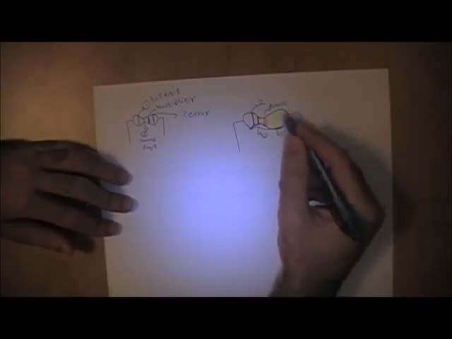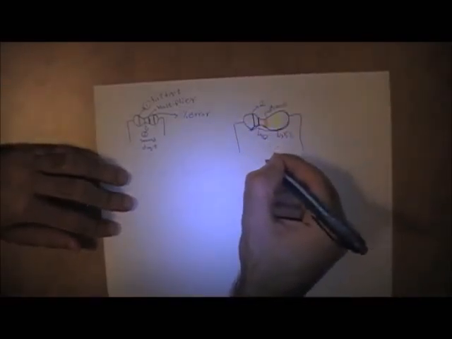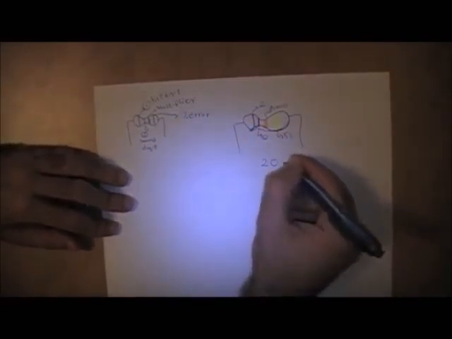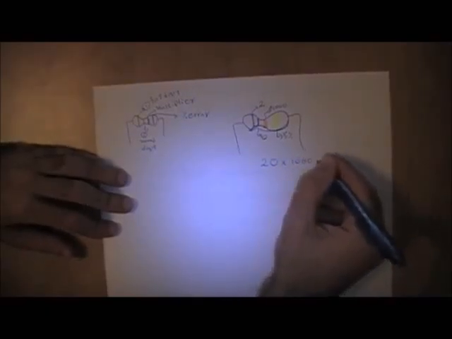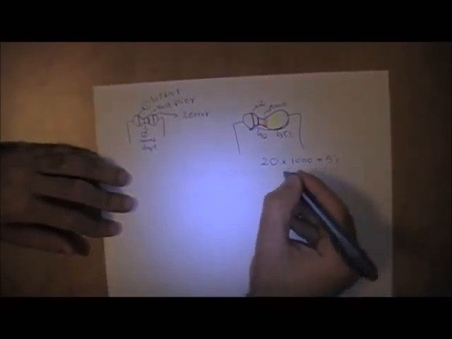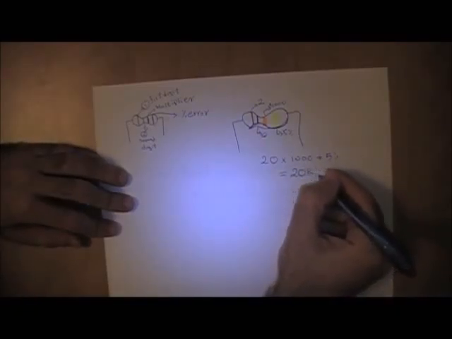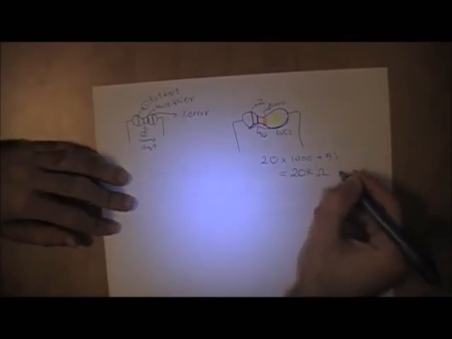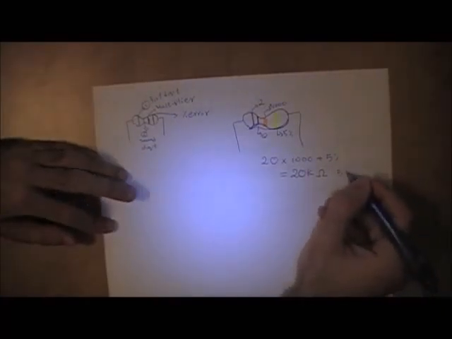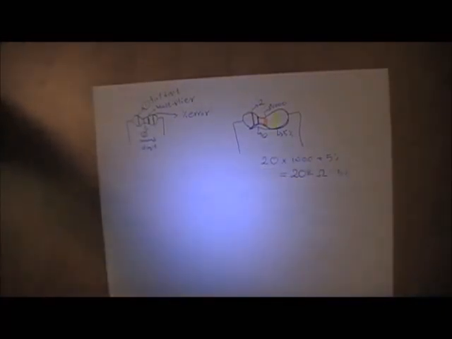So now let's see how much resistance this is. We just write 2, 0 times 1000 plus or minus 5%, which is equal to 20 kilo ohms, which has a 5% error. So it can be 5% higher or 5% lower.